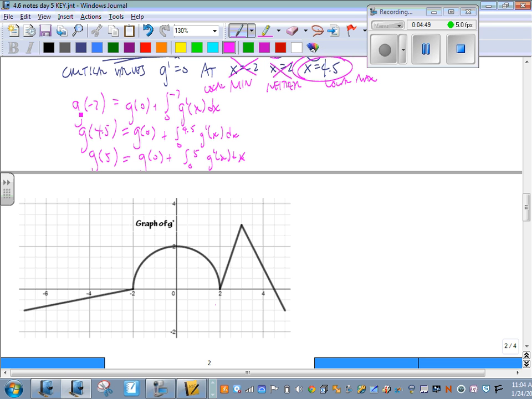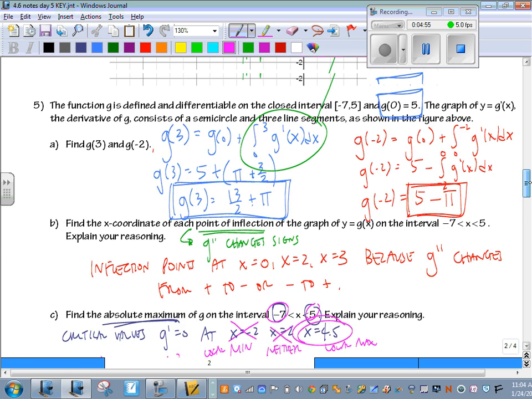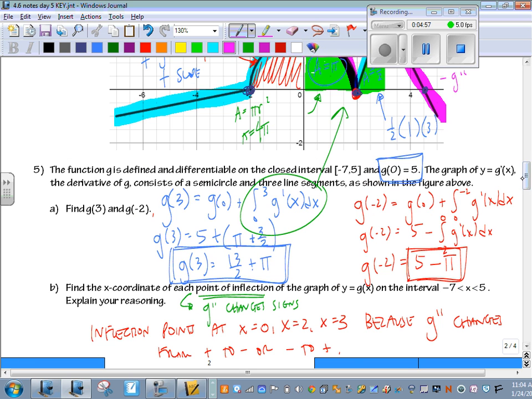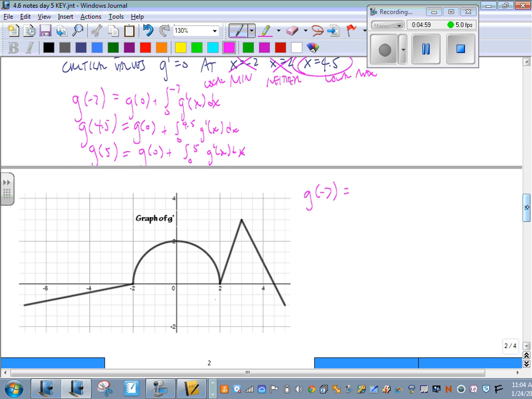So let's figure out g of -7 first. We know that g of 0 from earlier in the problem is 5, so we can substitute that in. And instead of having 0 to -7, I'm going to switch this around and go from -7 to 0, so we have the lower value down on the bottom. And now we need to figure out this area from -7 to 0.